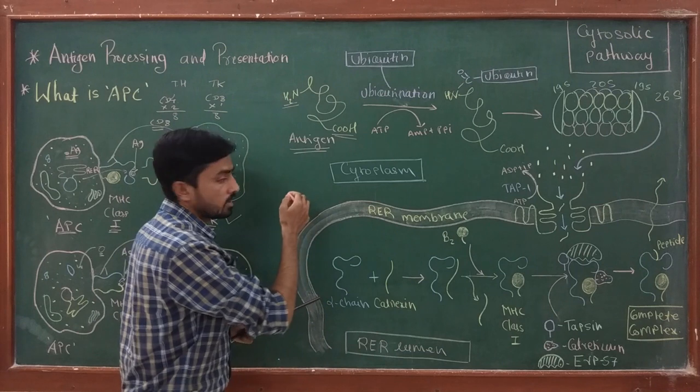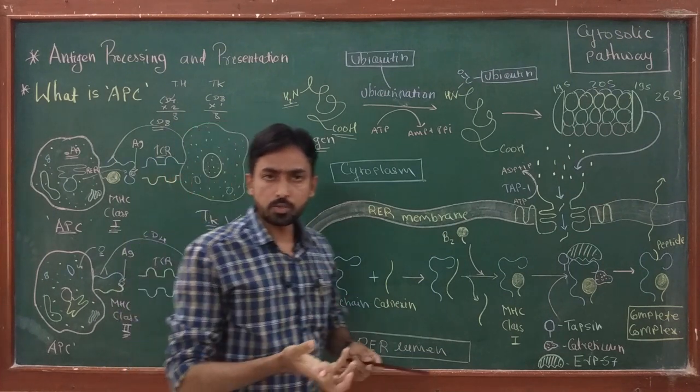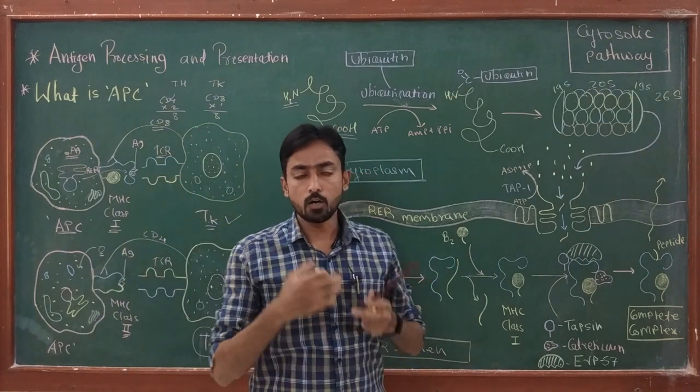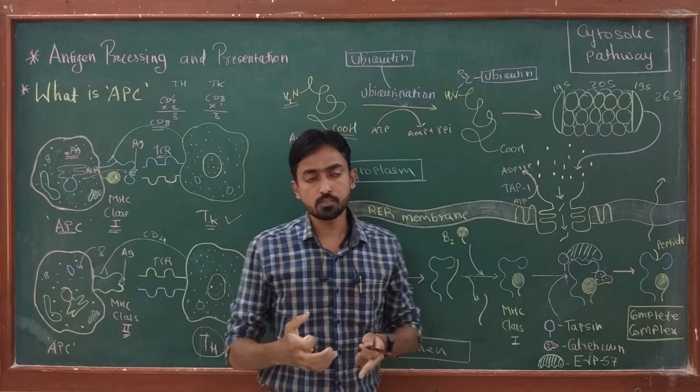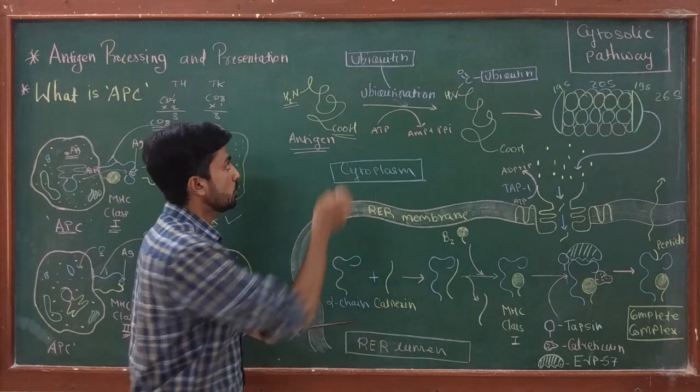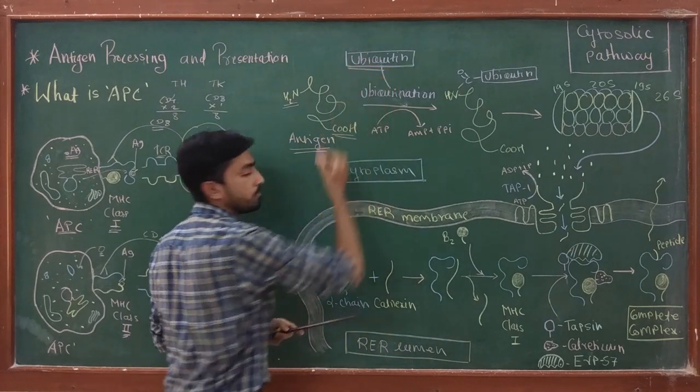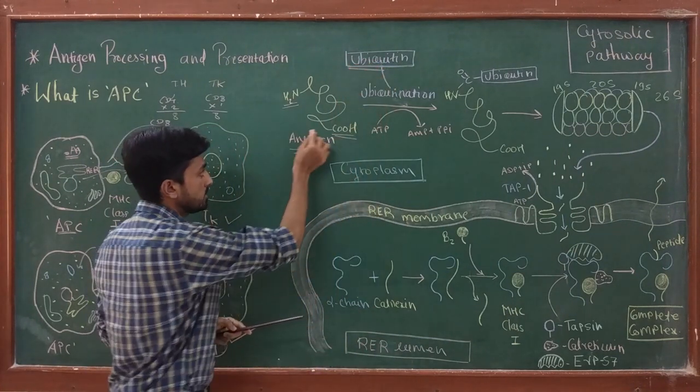Okay, now there are various types of proteins present in the cell, and how does the cell differentiate between normal protein and antigen? For this differentiation, the cell uses the ubiquitin molecule. Okay, for example, this is an antigen.